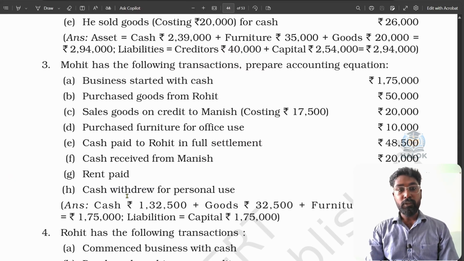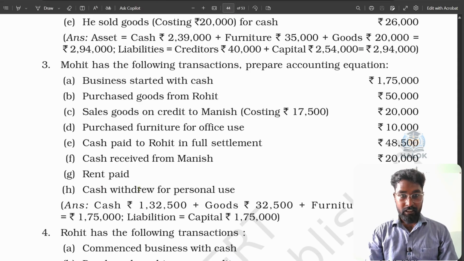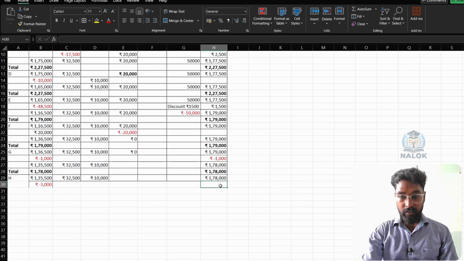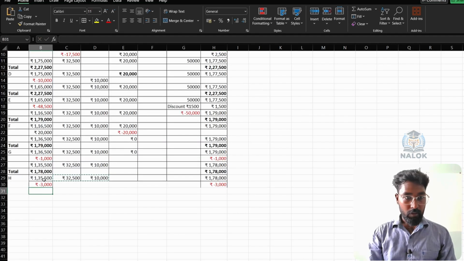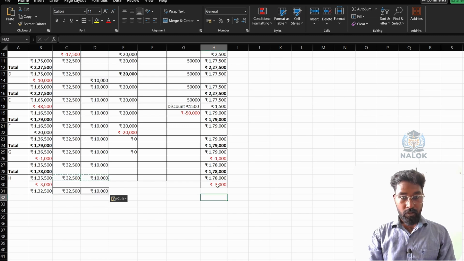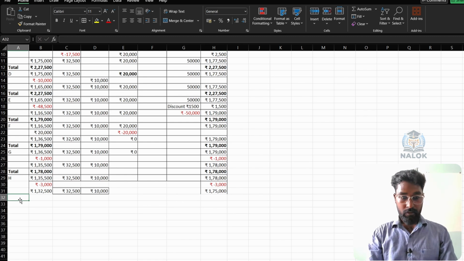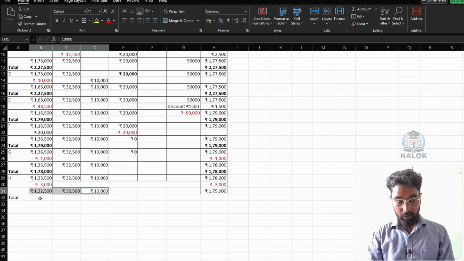Transaction H is cash withdrawn for personal use worth 3,000. Again, cash is reduced by 3,000 because Mohit is using the cash for his personal use. So does the capital reduce by 3,000. So now let's balance this. 1,35,500 minus 3,000, which comes around 1,32,500. The other two assets are not yet changed. Now the balance in the capital is going to be 1,75,000. Now let's total this. 1,32,500 plus 32,500 plus 10,000 comes around 1,75,000. Now this is going to be the capital also.